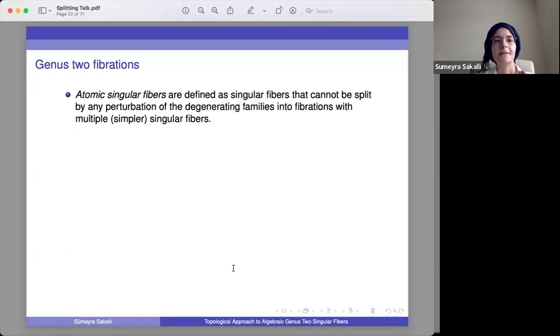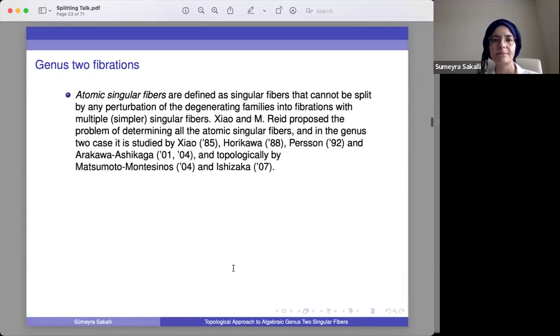And then I will give a couple more terminology here. We have atomic singular fibers. These are defined as the singular fibers that you cannot split by any perturbation of the degenerating families into fibrations with multiple simpler singular fibers. So when we say atomic, they are of the simplest possible type. You cannot split them into anything simpler. So nodal type, Lefschetz type singularities are atomic in this sense.